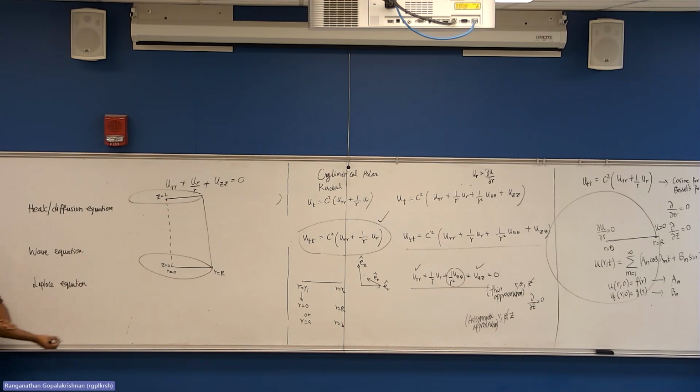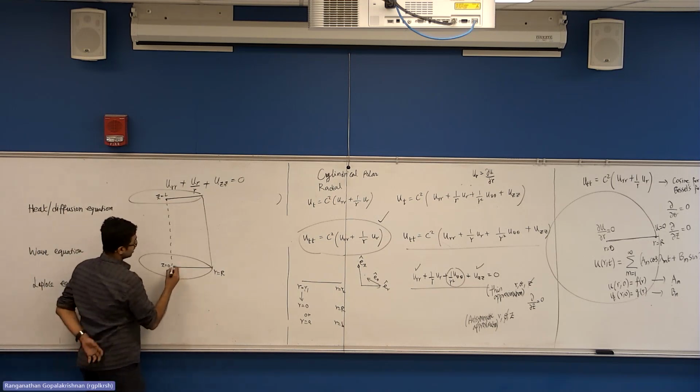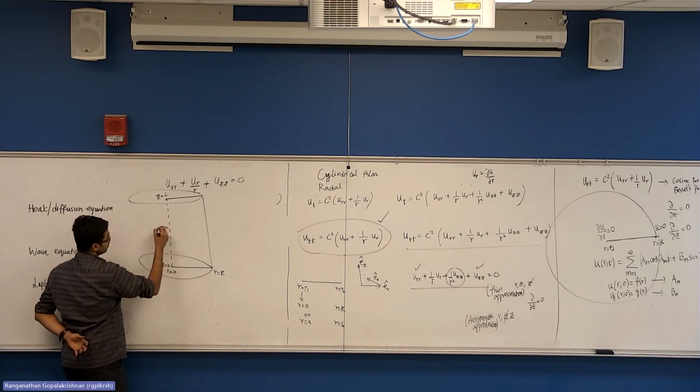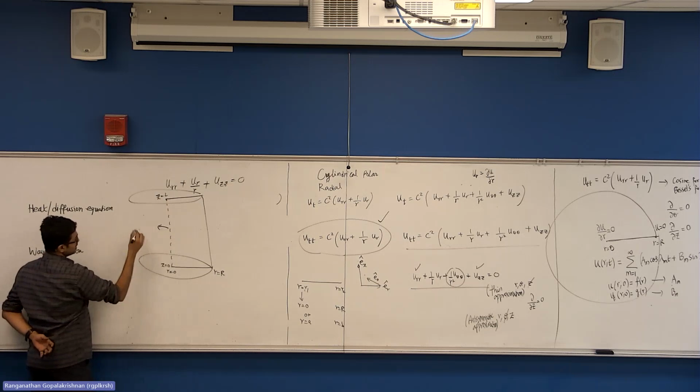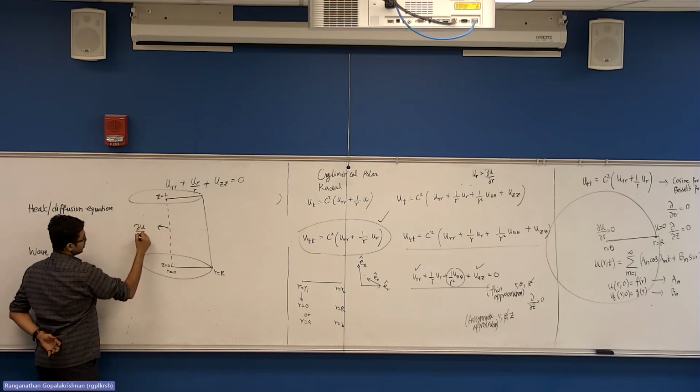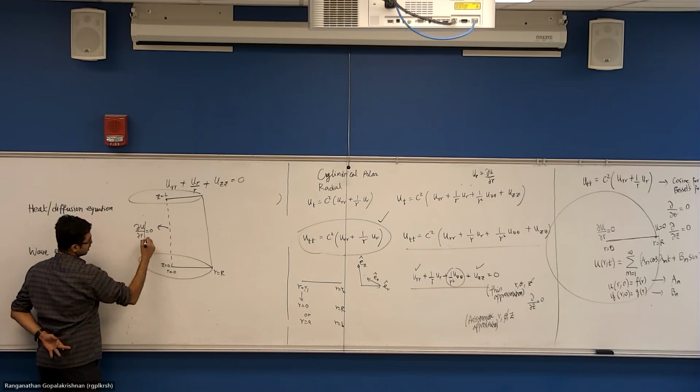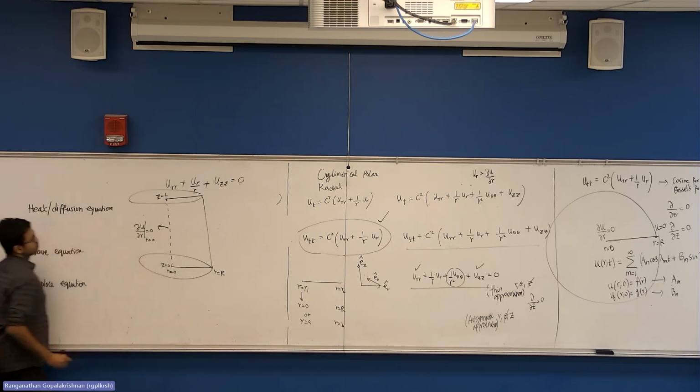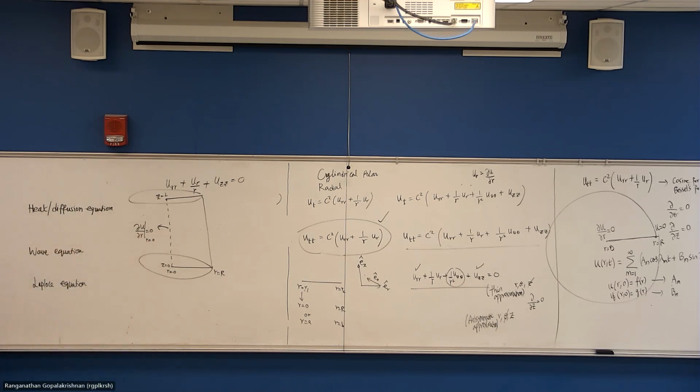Okay, so we can specify boundary conditions, but at this end, on the axis of symmetry, partial u over partial r is 0 along r equal to 0. Symmetry.